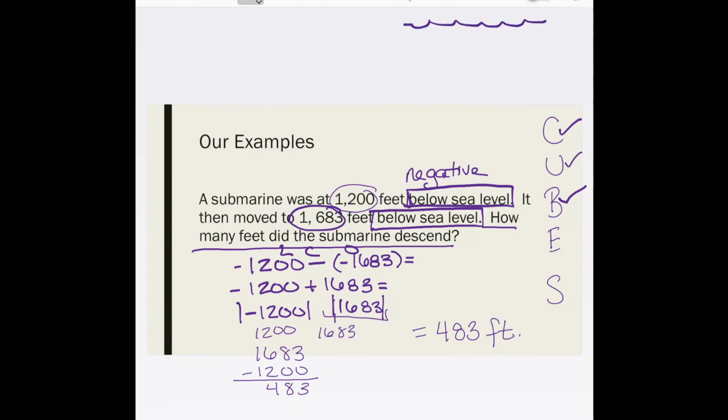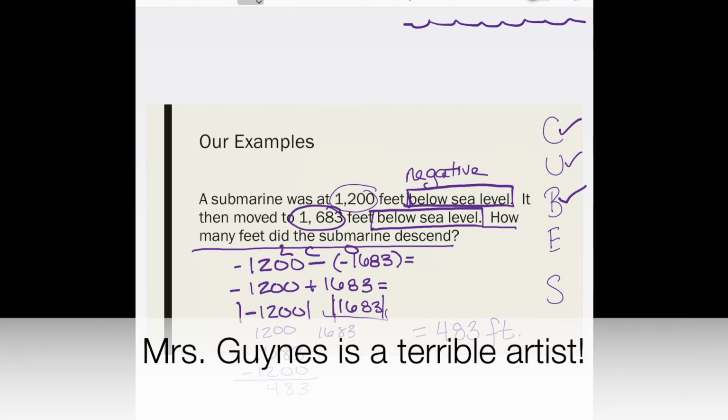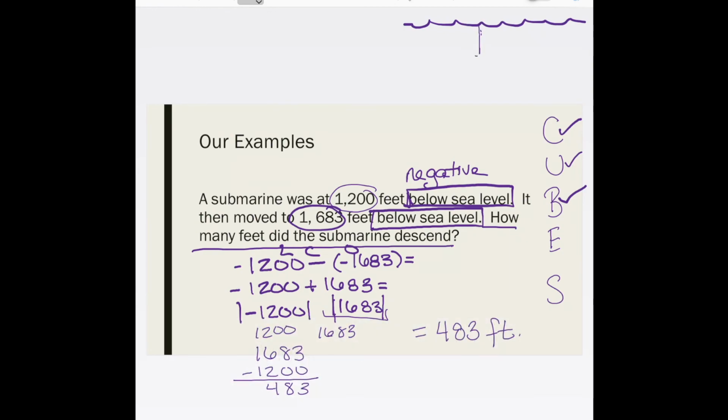So let's say this is our ocean, and you're not allowed to make fun of my drawing, okay? So if the submarine starts off, right, the submarine is right here. Here's my submarine. It starts off at negative 1,200 feet. And then it moved, right? It goes farther down, and its new depth is 1,683 feet.